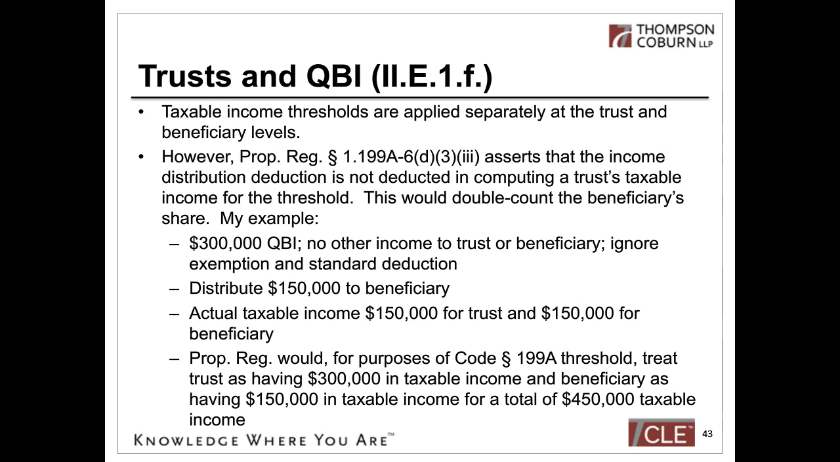So what the proposed regulation said is, we think that's abusive, that you're shifting $150,000 to the beneficiary. So we're going to disregard that $150,000 deduction to the trust when we compute the taxable income for purposes of the threshold. So for regular income tax purposes, the trust has $150,000 of taxable income. But for purposes of the taxable income threshold, the proposed regs would say it has $300,000.